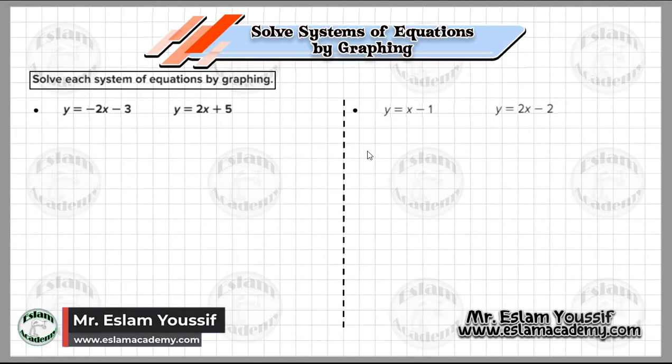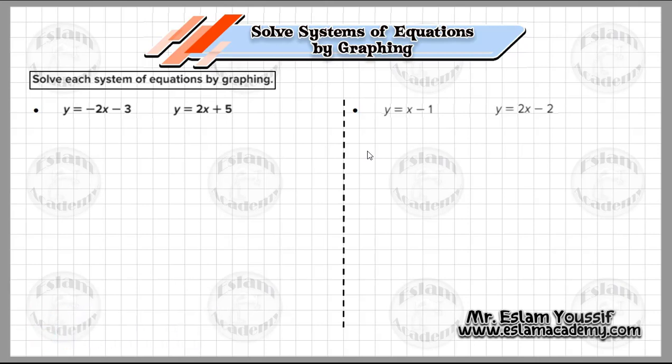In this video we are talking about solving a system of equations by graphing. At first, what is the meaning of a system of equations? A system of equations is formed from more than one equation. The system depends on the number of variables. Once we have two variables x and y, it means we need two equations to solve.